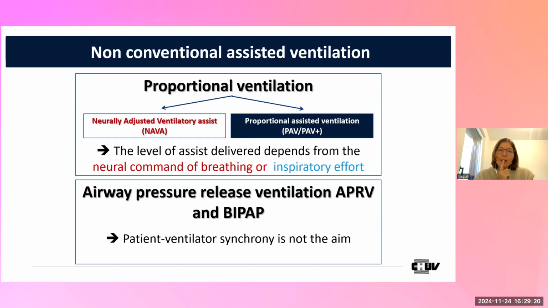Now, we are going to discuss the other proportional mode, which is PAV, proportional assist ventilation. This time, the amount of assist is not proportional to the electrical activity of the diaphragm, which means to the respiratory center's activity, but the amount of assist in PAV is delivered in proportion to the strength of the inspiratory effort.